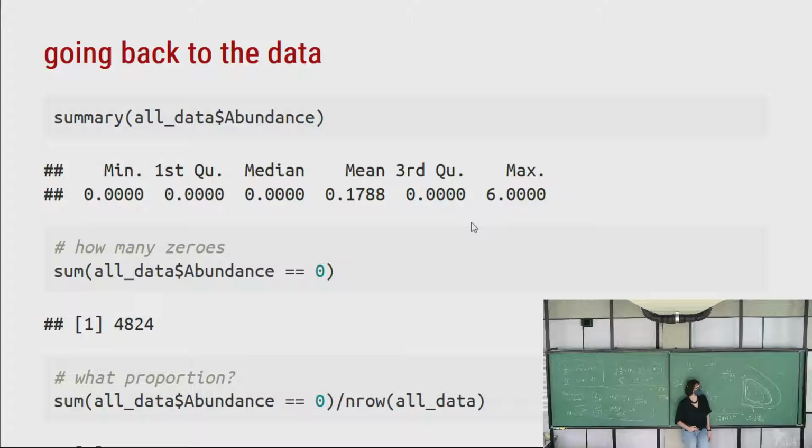We can count how many zeros we have, so I'm doing a logical test here to check how many values in abundance equal 0. In R, this gives a logical vector, true and false. True equals 1 and false 0. So if I sum this, I will get how many true values I have here. So I have 4,000 zeros, almost 5,000. And I can check the proportion. This is basically 88% of zeros in my data.